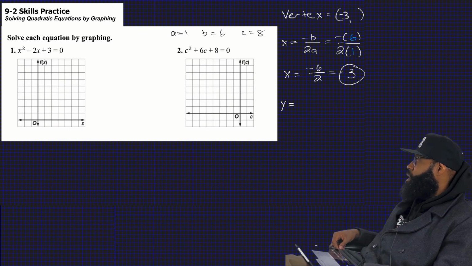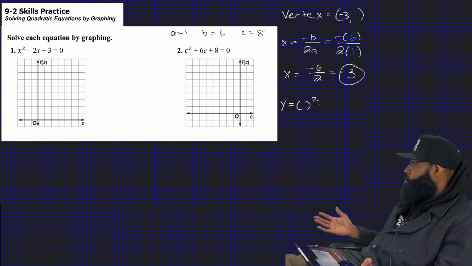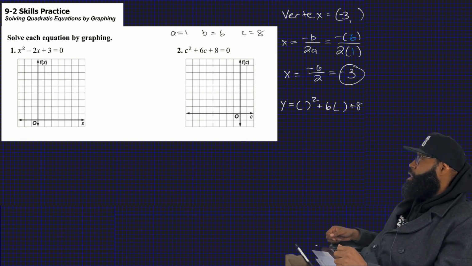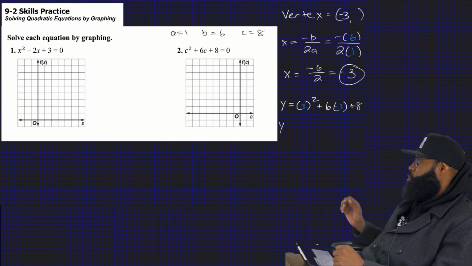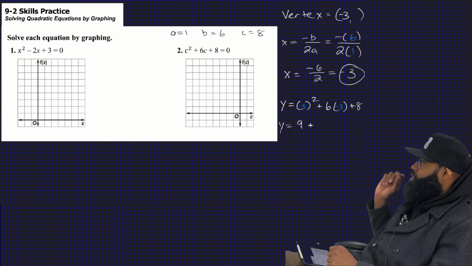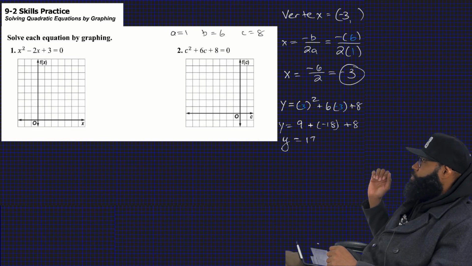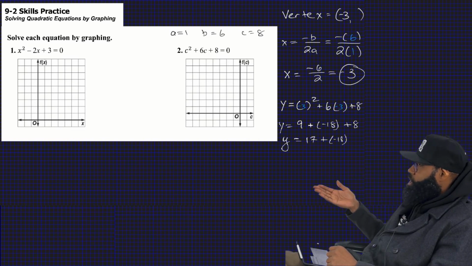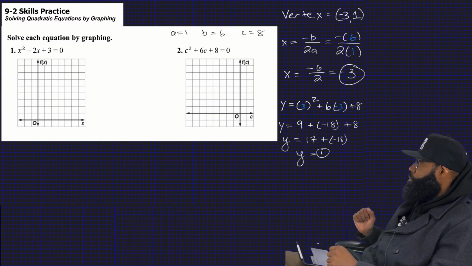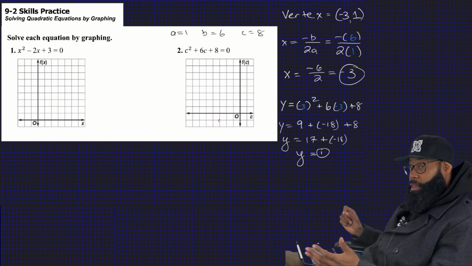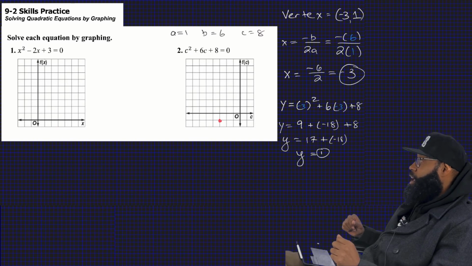Now y is equal to x squared, so parentheses squared, plus 6x, so 6 parentheses, plus 8, and again, plug in the value you got for x. So negative 3 and negative 3, y is equal to 9 plus negative 18. Always be careful on those integers, right? Plus 8. And here we go, y is now equal to negative 9 plus 8, and y is equal to negative 1. Got it.